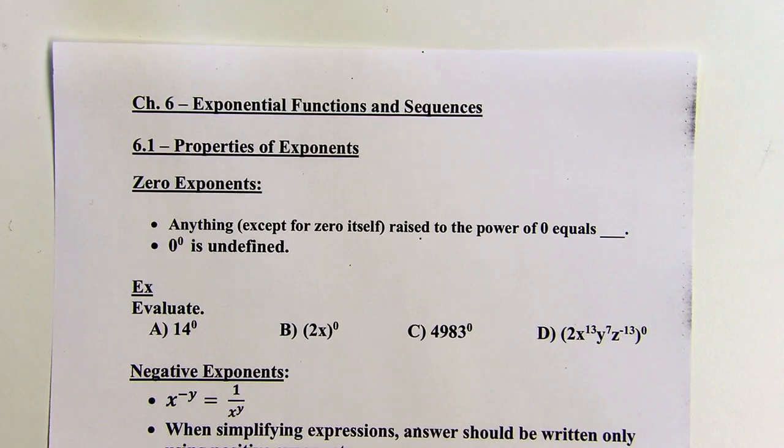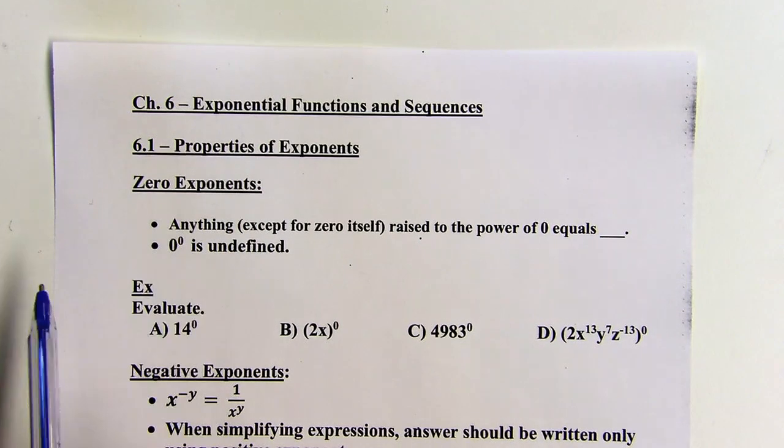Chapter 6, Exponential Functions and Sequences. 6.1 is Properties of Exponents. So let's talk about zero exponents first.